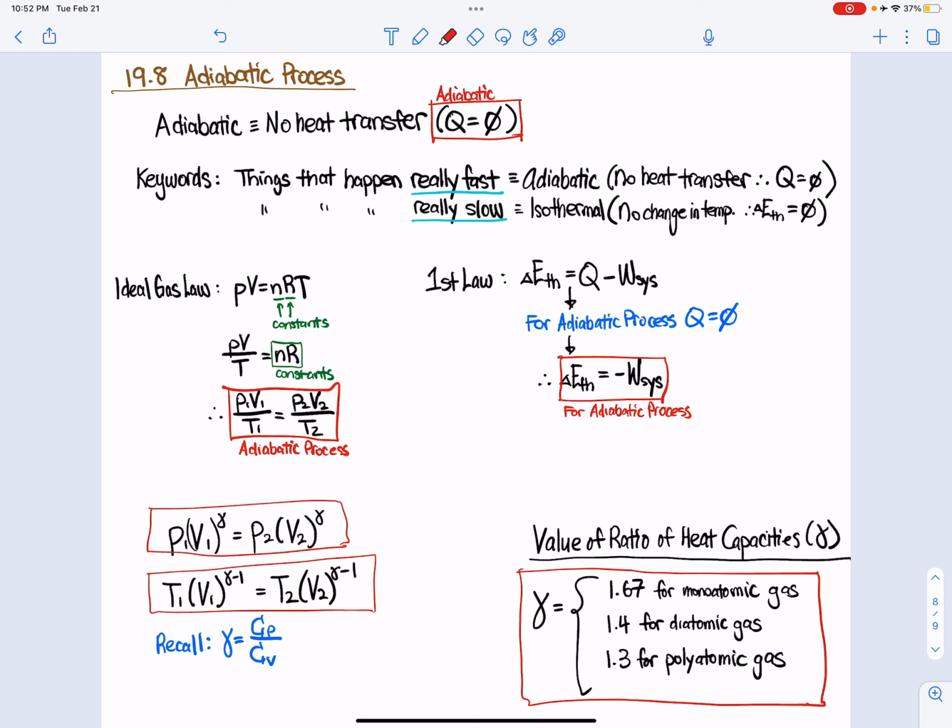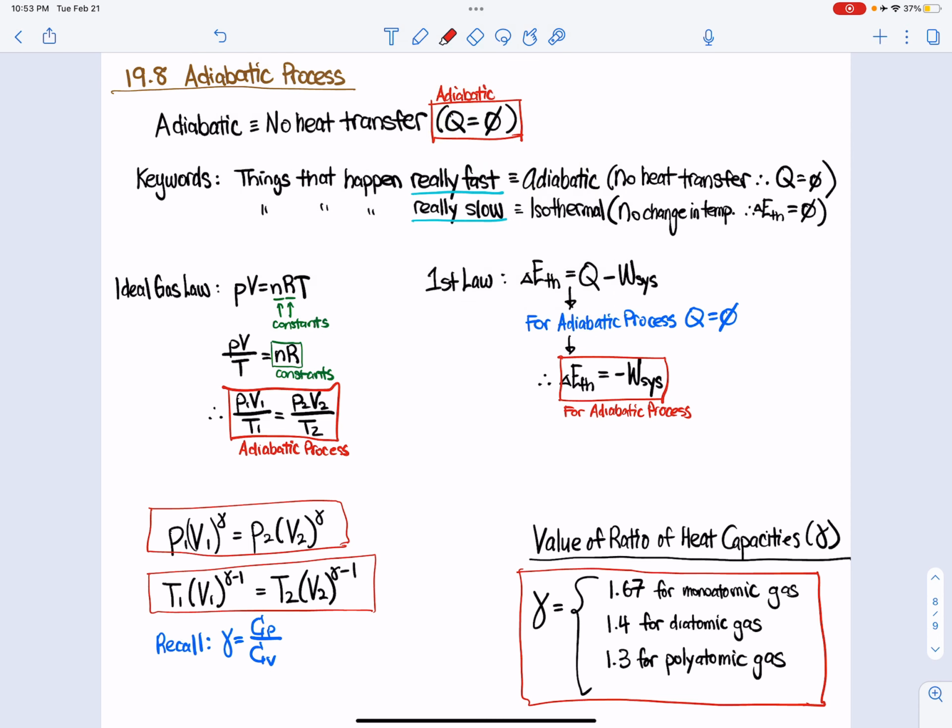All right, so looking at the first law of thermodynamics, right? Change in thermal energy equals heat transfer minus work done by the system. Like we said, in an adiabatic process, Q equals 0. So as a result, because Q equals 0, our first law simplifies to change in thermal energy is equal to negative work done by the system, right? Again, that's because Q becomes 0.